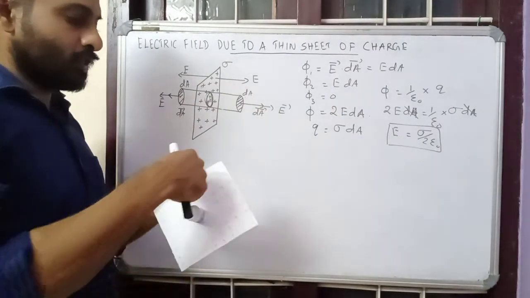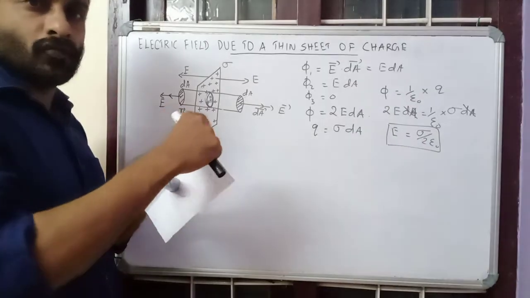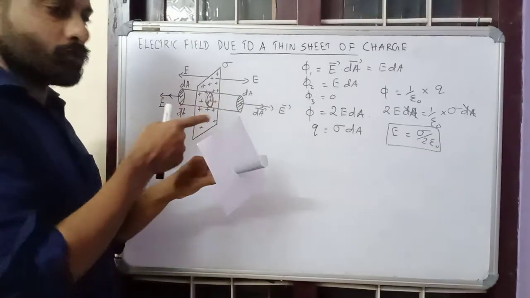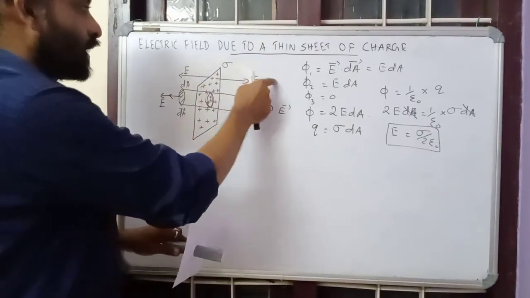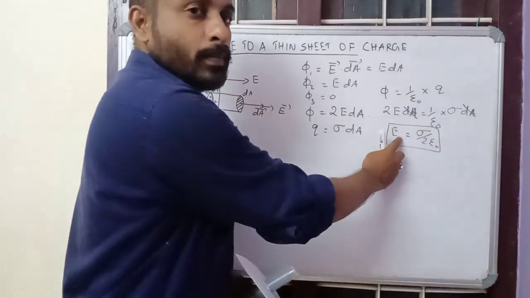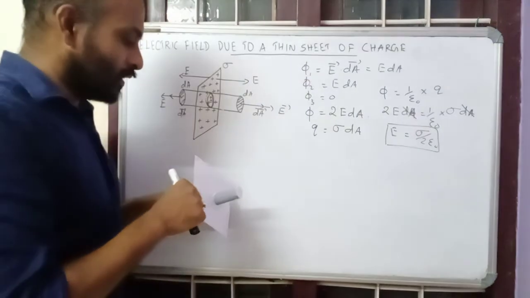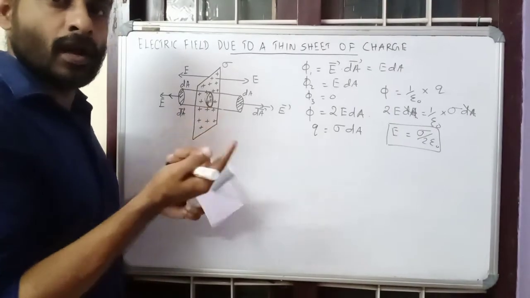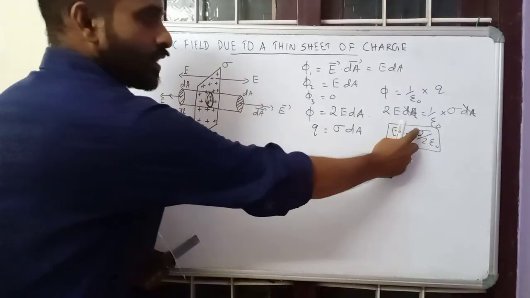So we are considering a thin sheet of charge, charges arranged in the form of a thin sheet. The charges on the sheet can produce electric field on both sides, towards the right side as well as towards the left side. Now the electric field does not depend on distance, meaning the electric field nearer to the sheet and away from the sheet is the same. So at different points, electric field will have a constant value.